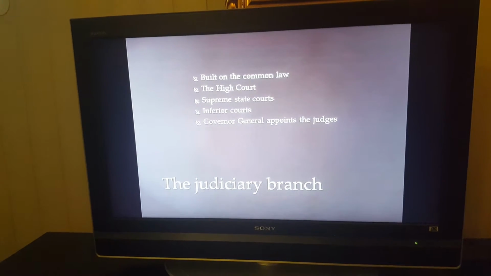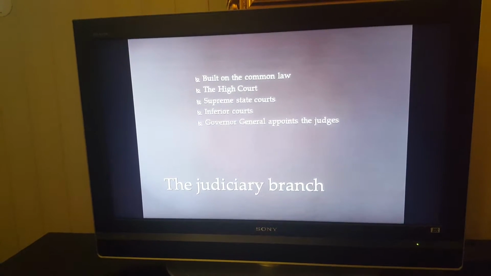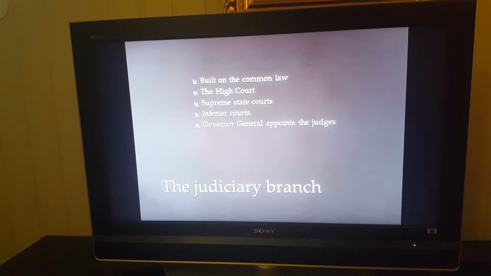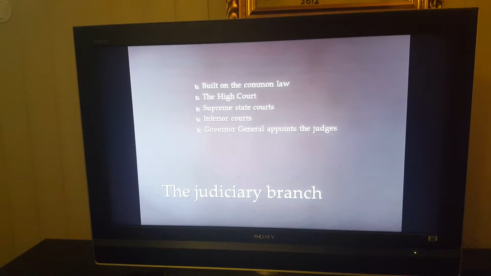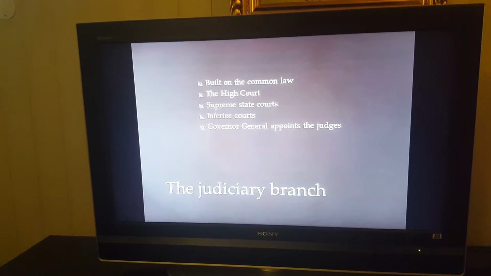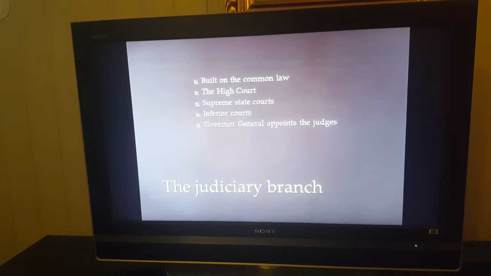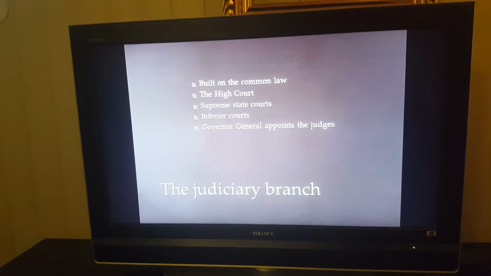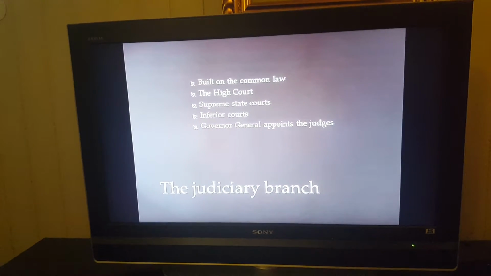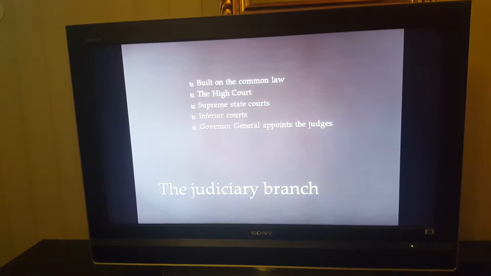The next is the judiciary branch. The Australian law is built on the common law, and the higher court is established by the Constitution. And other federal courts are created by legislation of the Parliament. The main function of the High Court is to interpret the Constitution and decide whether the law is constitutional or not.